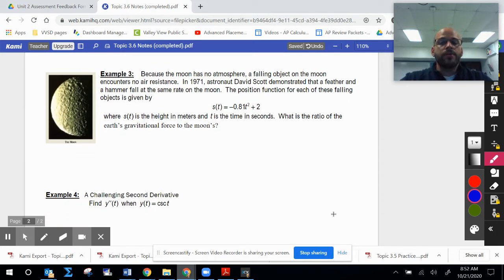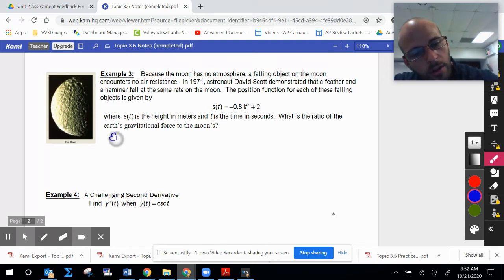Because the moon has no atmosphere, a falling object on the moon encounters no air resistance. In 1971, David Scott demonstrated that a feather and a hammer would fall at the same rate on the moon. And I give you a position function. Okay, what is the ratio of the Earth's gravitational force to the moon's? So the gravitational force is going to be that acceleration due to gravity.